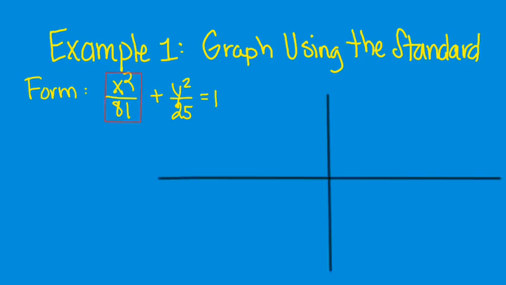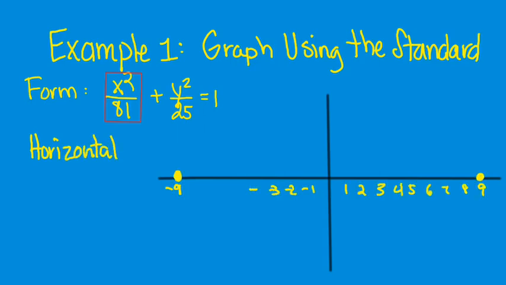So first we're going to put out our points for the vertex. We notice that x is larger, so we know this must be a horizontal ellipse. And the square root of 81 is 9, so we're going to put a point on -9 and +9.